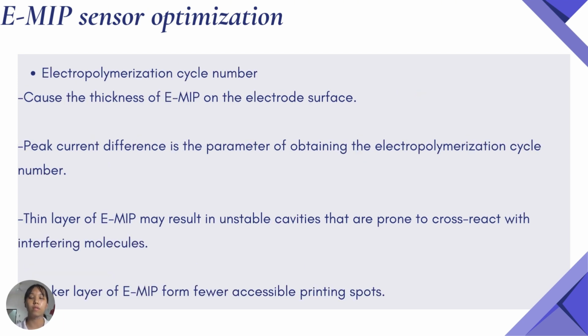Electropolymerization cycle number is necessary so that the polymeric film is neither too thick nor too thin. Optimizing the number of cycles is necessary to obtain the optimal film thickness for DMP detection. A thin layer of EMIP may result in unstable cavities and can be prone to cross-reacting with interferences. Repeated polymerization cycles can result in a thicker film and fewer accessible binding sites.